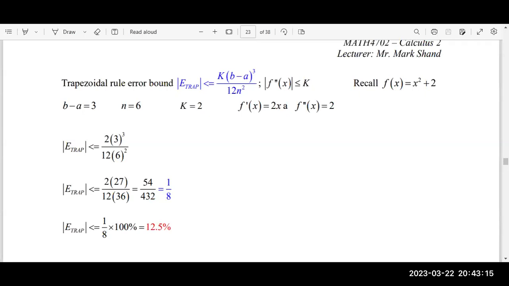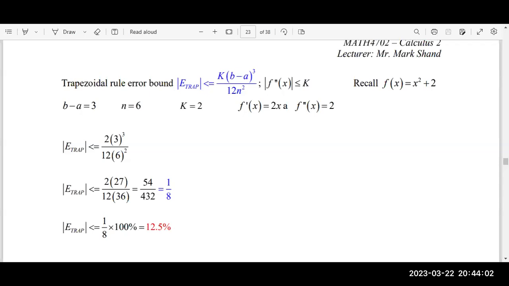Watch me. So the formula says the absolute error value for my trapezoidal rule is going to be K times B minus A, all cubed, over 12 times N squared. Sir, where did they get that formula from? The people before us gave it to you. We can derive it, but the derivation of it is not important now. It's for you to understand its application, as the topic says, application to integration.